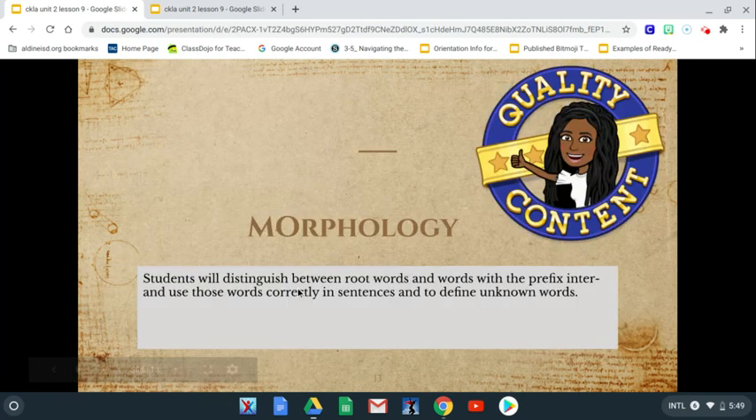Now we're going to go over our morphology. The focus for this part of our lesson is that we're going to distinguish between a root word and words with the prefix inter, and use these words correctly in sentences to define unknown words. I had a tongue twister. So let's dive in and see what we're going to use with our root words and prefixes today.